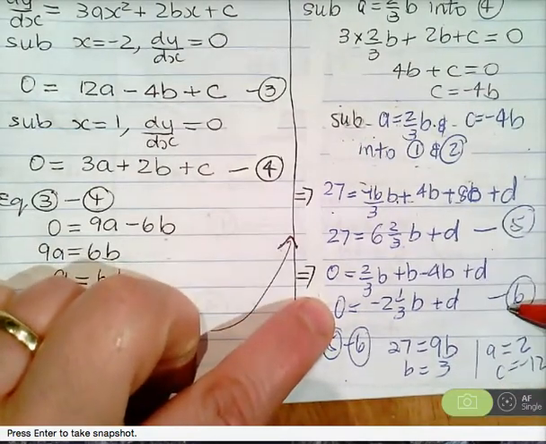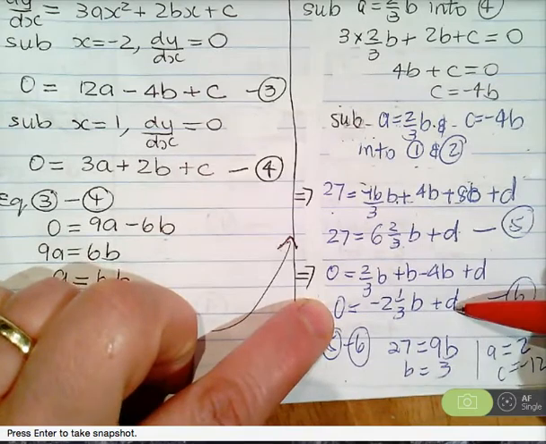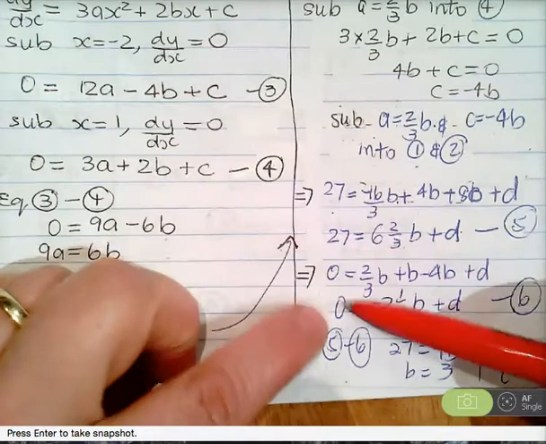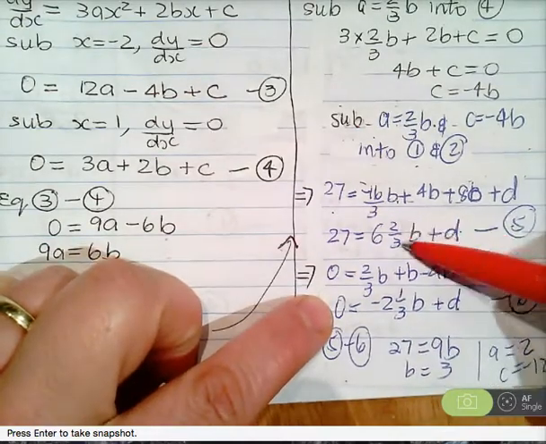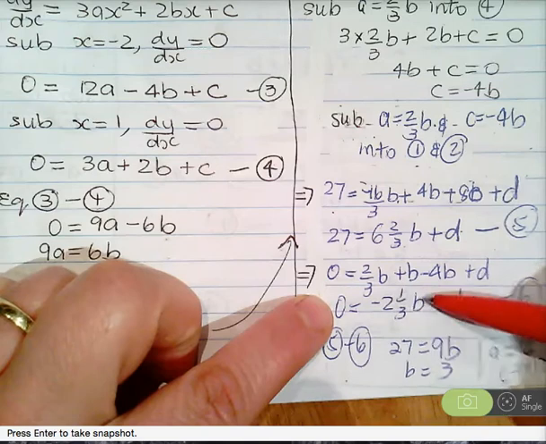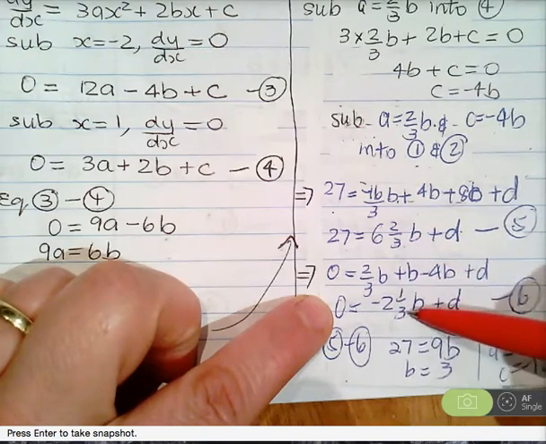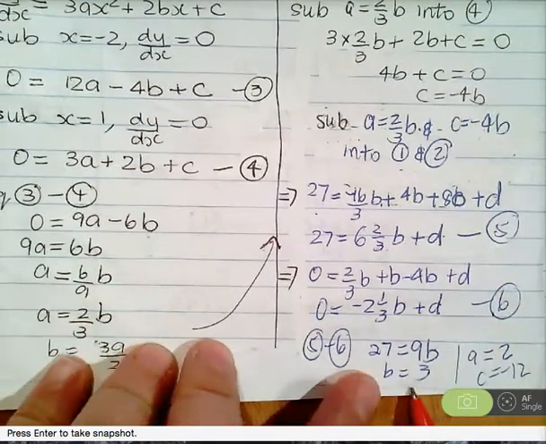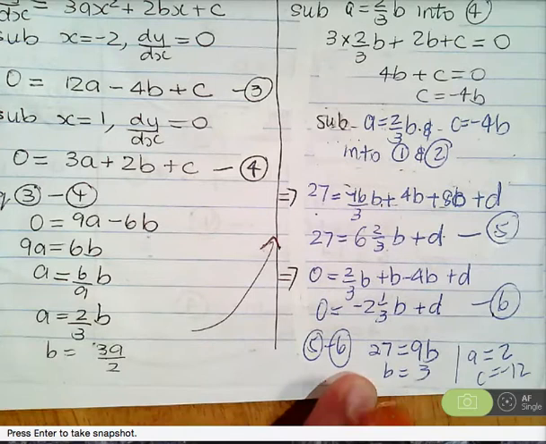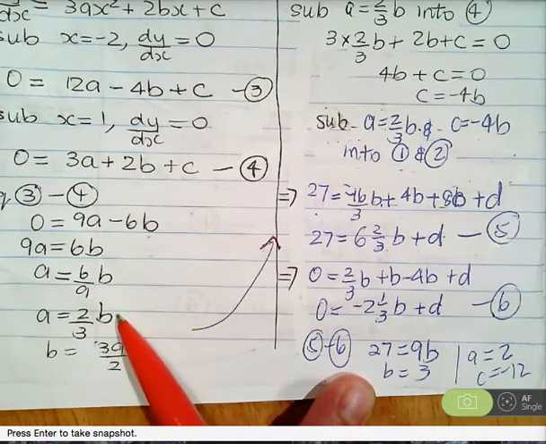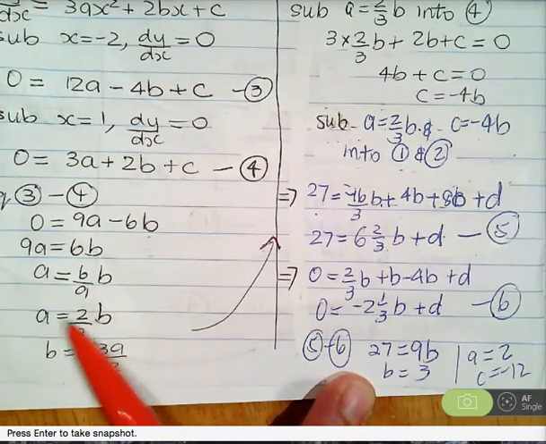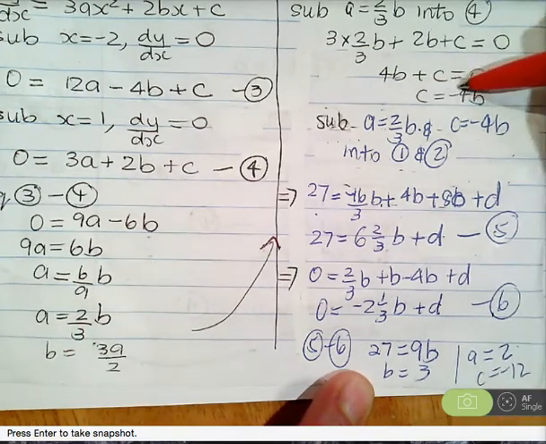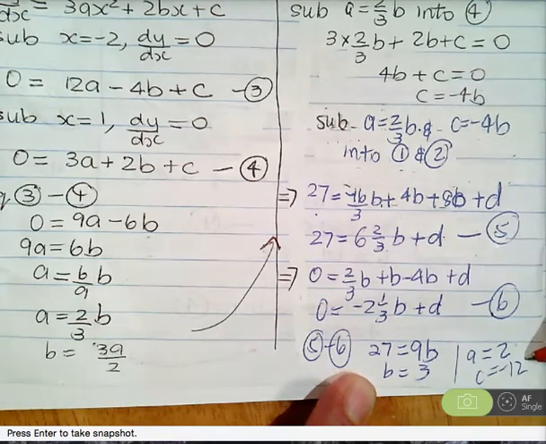Now we can just do equation 5 minus 6, because the D minus D will go, and you will get that 27 minus 0 is 27, is 6 and 2/3 B minus negative 2 and 1/3 B, which will be 6 and 2/3 plus 2 and 1/3, gives us 9B. B is 3. Now we know that if B is 3, A is 2/3 of B, so 2/3 of 3 means that A is 2. We also know that C is minus 4 times B, so C will be negative 12.